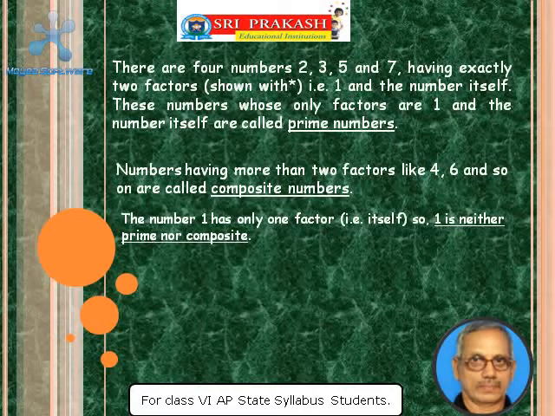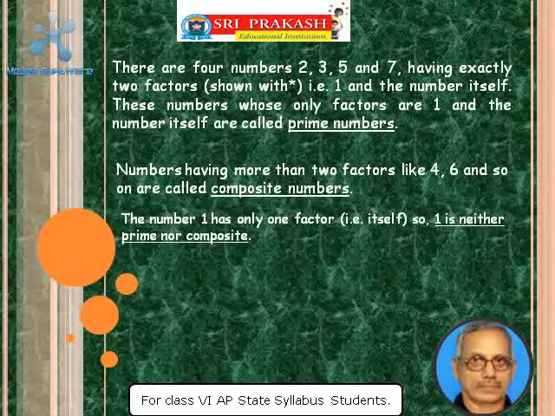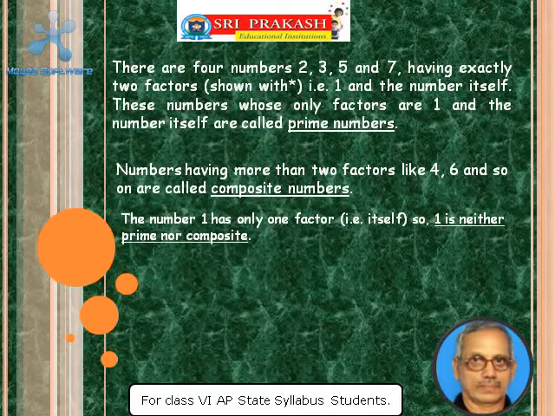The number 1 has only one factor, that is itself. So 1 is neither prime nor composite. I think you understood the difference between a prime number, a composite number and the status of 1.